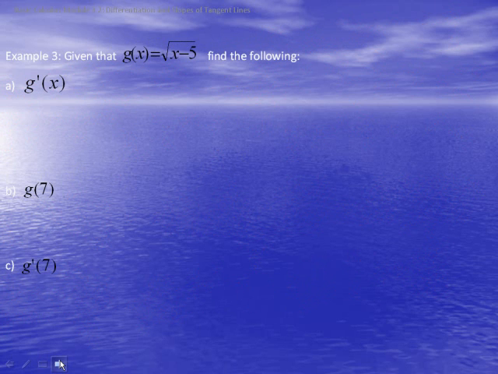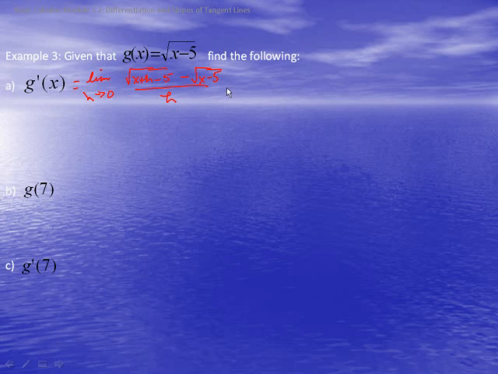Alright, looking at example 3, we're given that g of x is equal to the square root of x minus 5, and we need to find the following. Okay, let's go through and do my definition. We know that our definition is equal to the limit as h approaches 0, and we're going to substitute x plus h in there, minus 5, minus the function itself, over h.